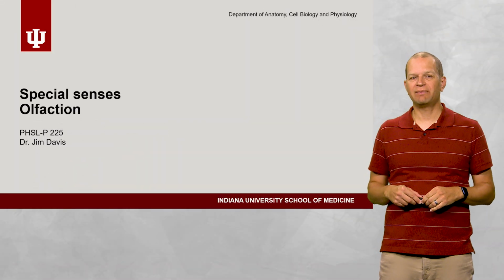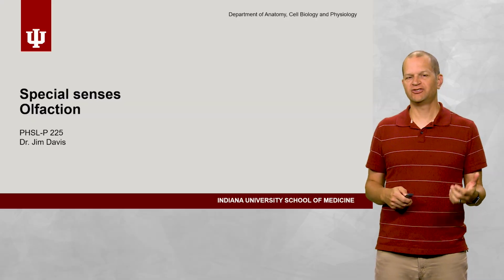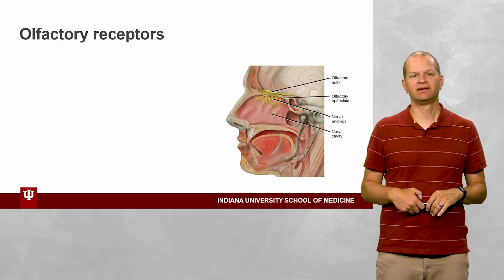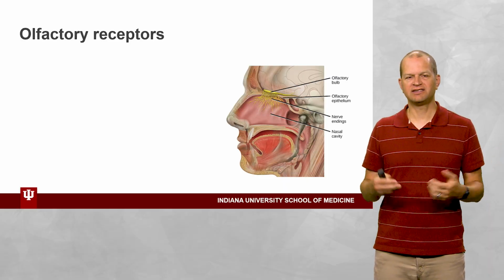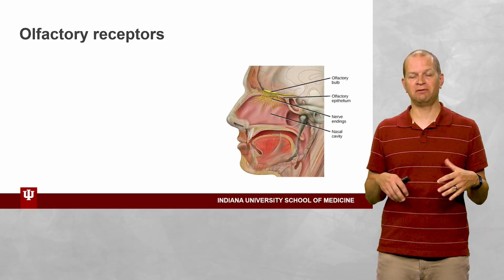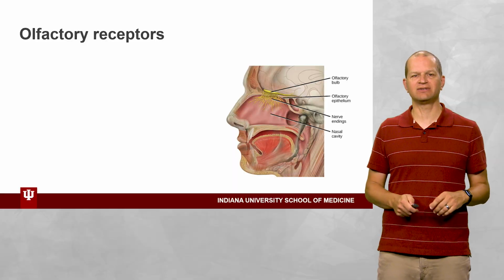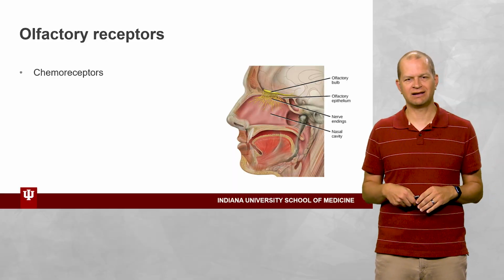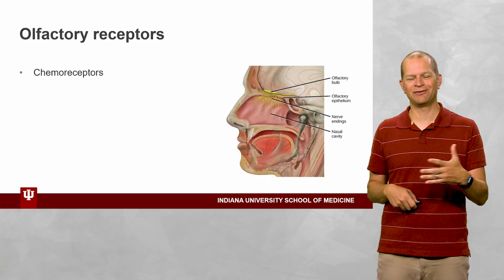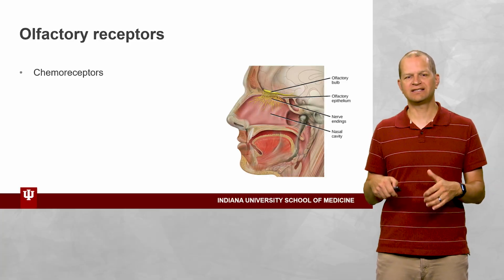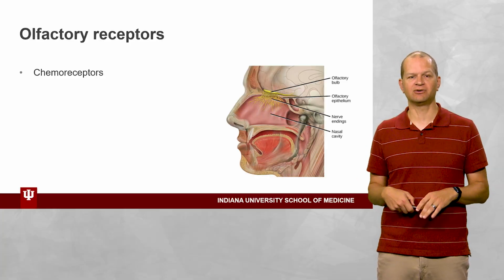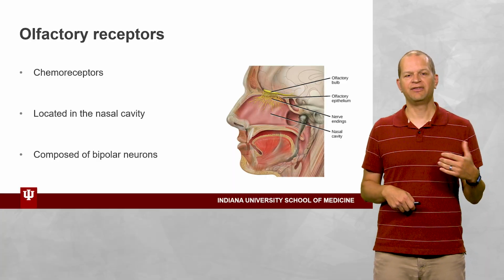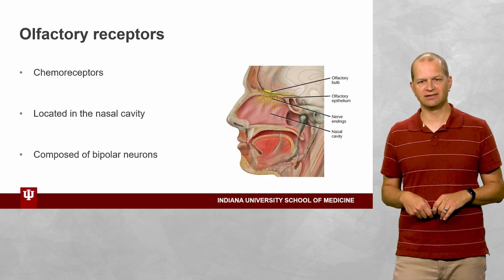In this video, we're going to talk about the sense of olfaction, also known as smell. We've got these two outcomes for the video. Just like with all the special senses, in order for us to smell something, we need to activate receptors, chemoreceptors. That's going to be common, if you haven't realized this already, depending on the order that we go through these. Chemoreceptors are activated by specific chemicals. We've got these chemoreceptors in our nasal cavity, and they're composed of bipolar neurons.